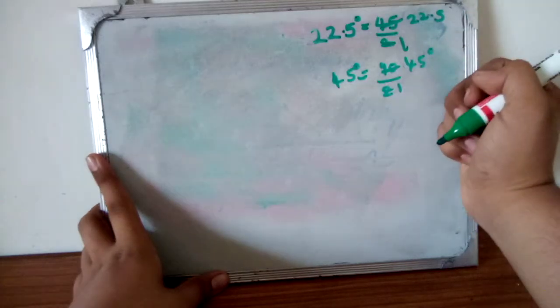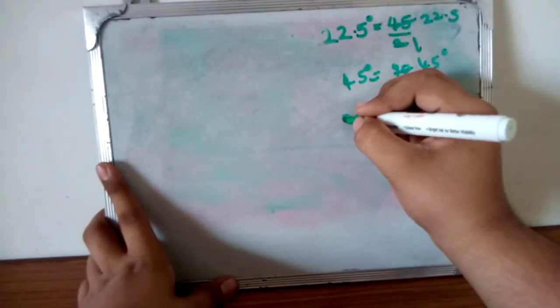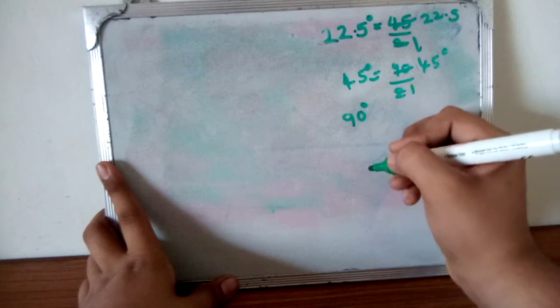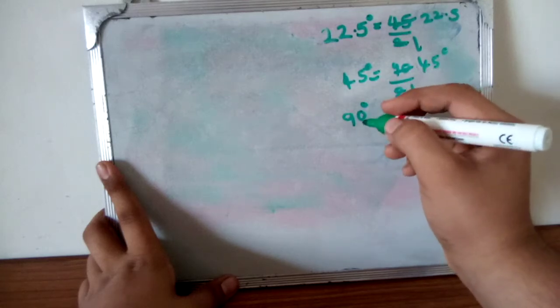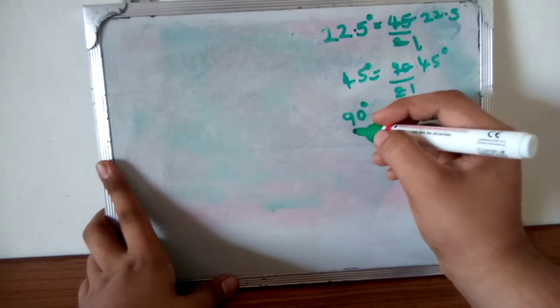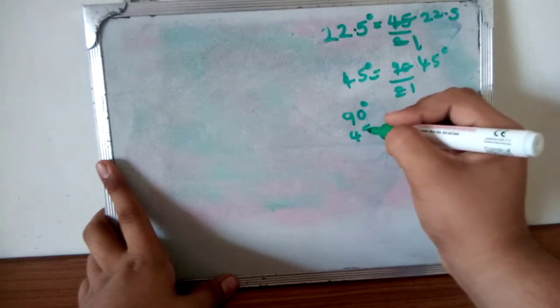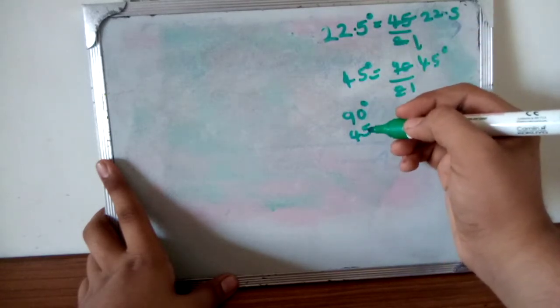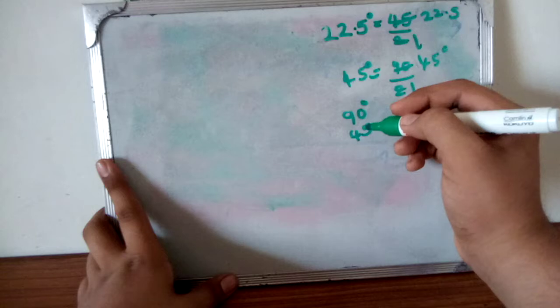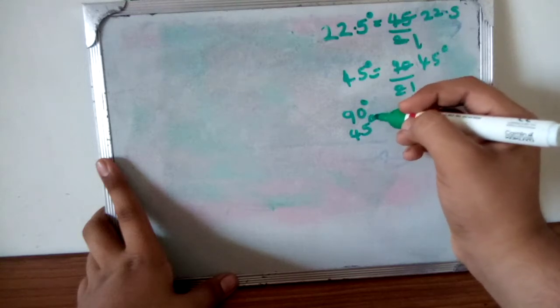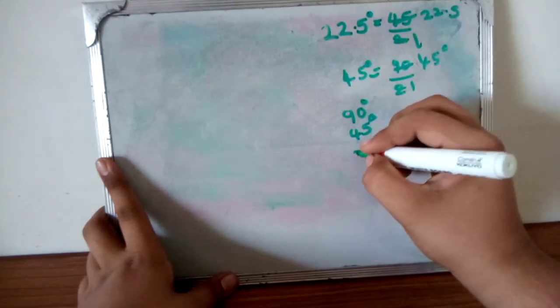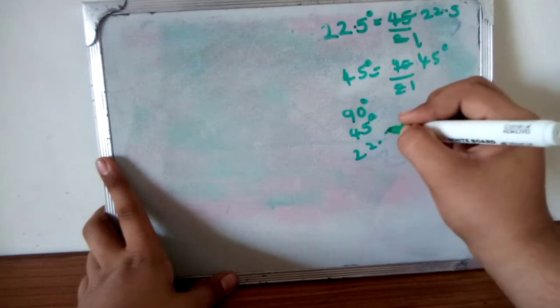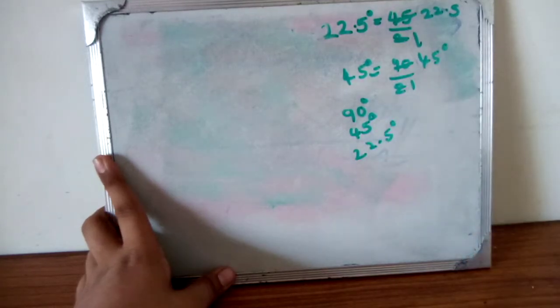So how we can draw this angle is, first we will construct an angle of 90 degree, then we will make a perpendicular bisector and we will make an angle of 45 degree. Then we will make a perpendicular bisector for angle 45 degree, and then we would get angle 22.5 degree.